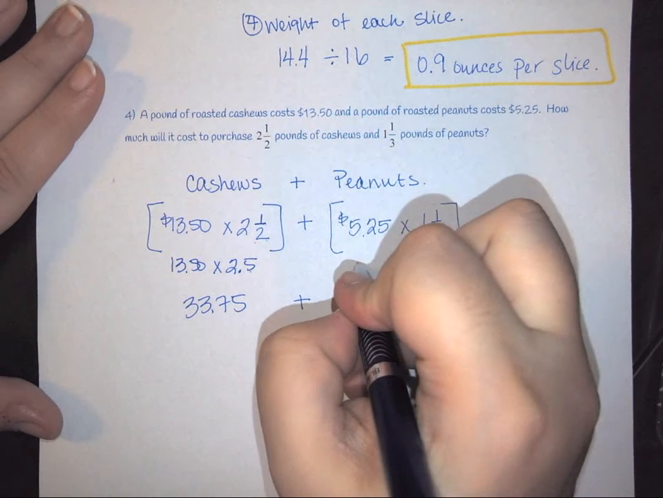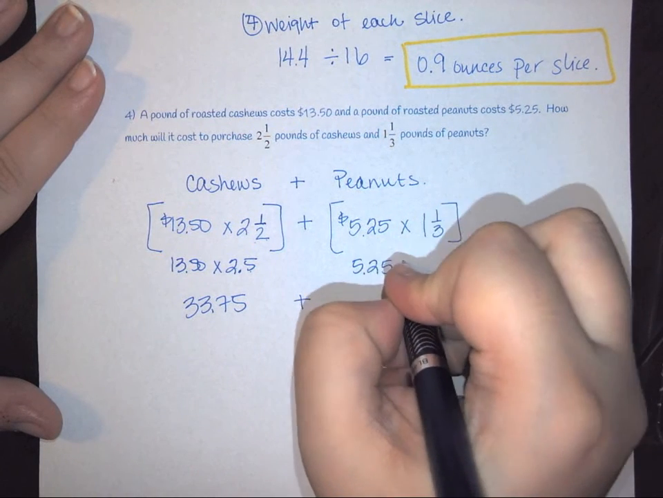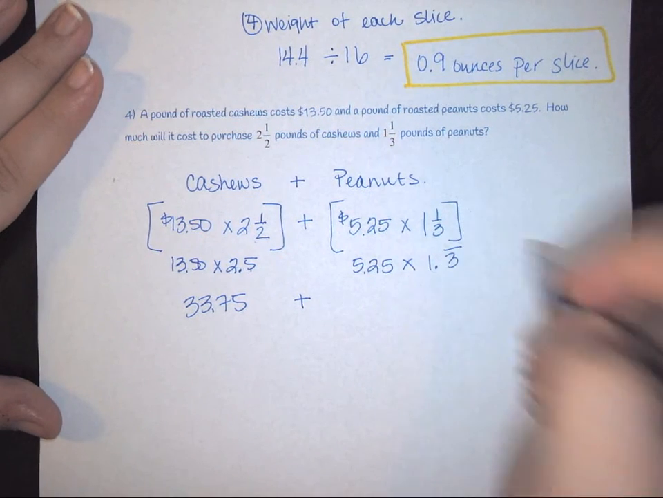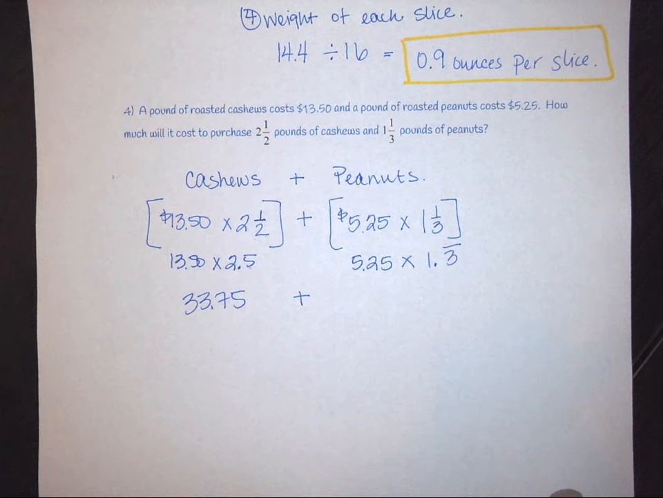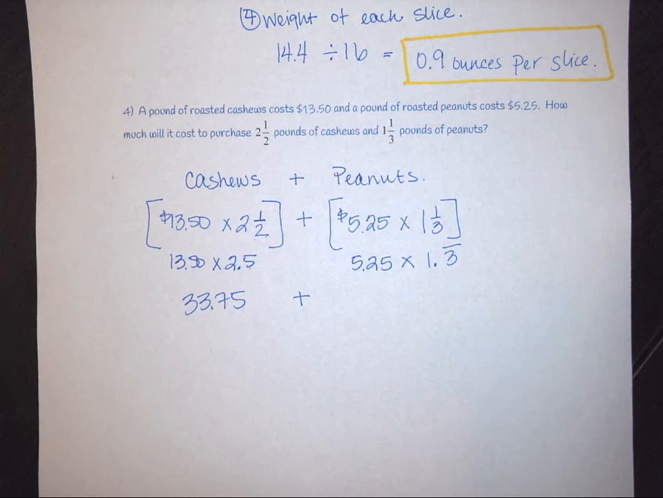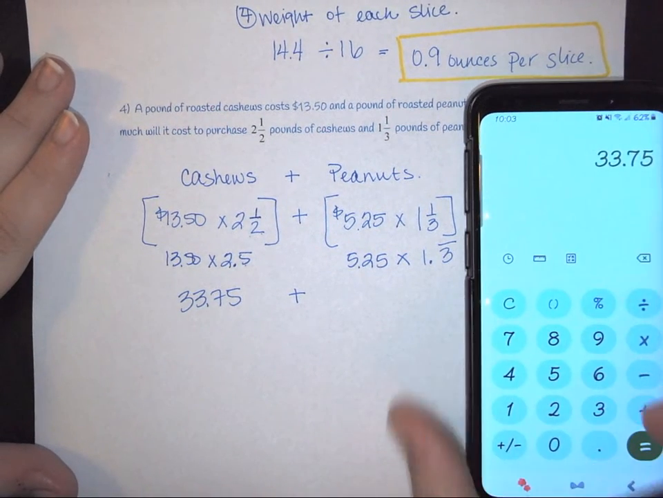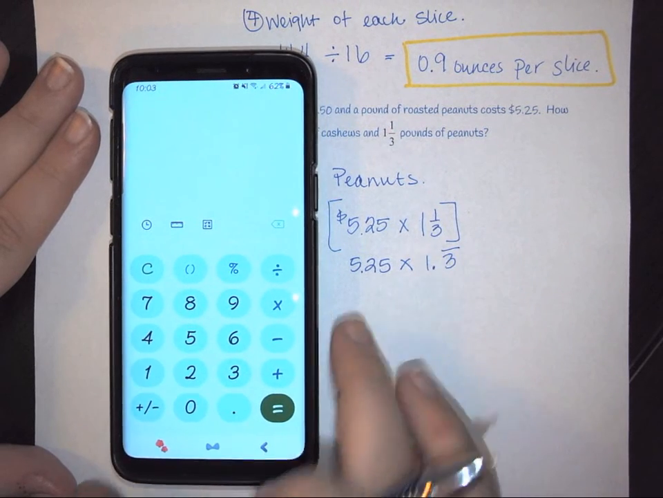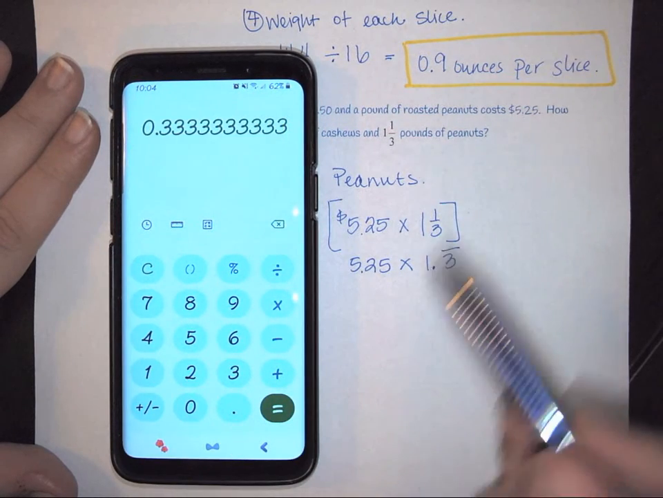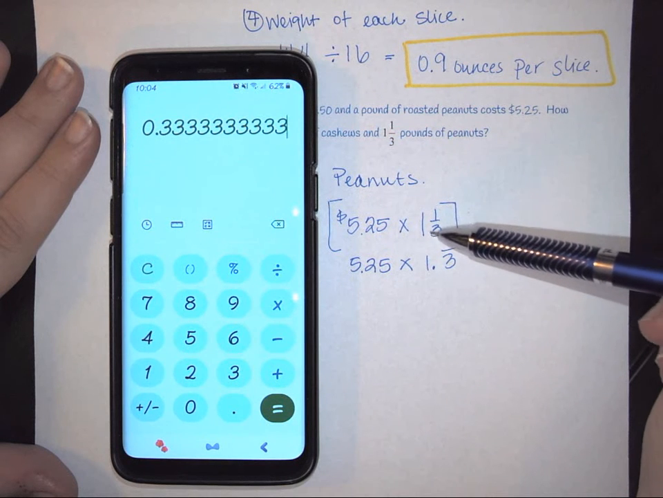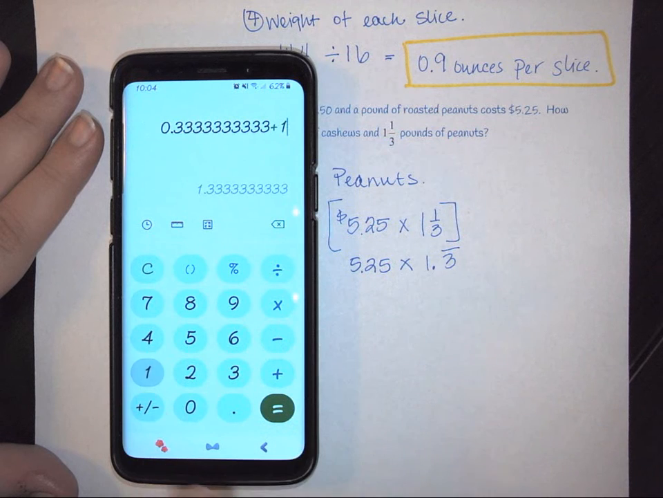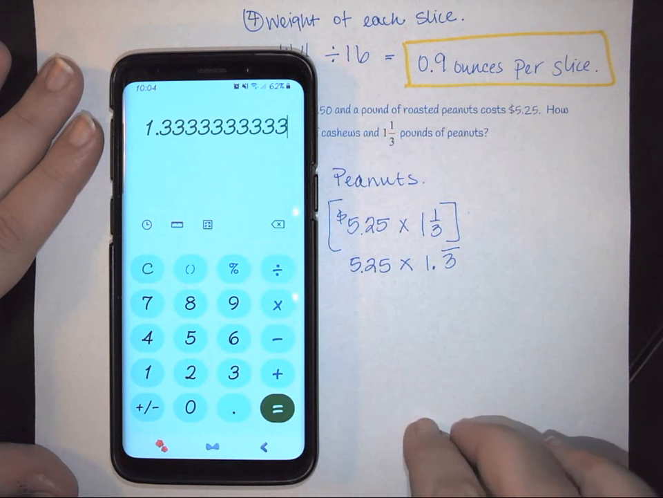So here I'm going to have my 5.25, and I'm going to multiply that by 1 1/3, which is the same as 1.3 repeating. So again, to get the most accurate account, I would do it step by step. So again, we're going to start with the fraction part. So I have 1 divided by 3. So this part here gives you that 0.3 repeating. To turn it into my 1 1/3, I have to add the 1 to it because I have to add in the whole number. So there's that 1 1/3.